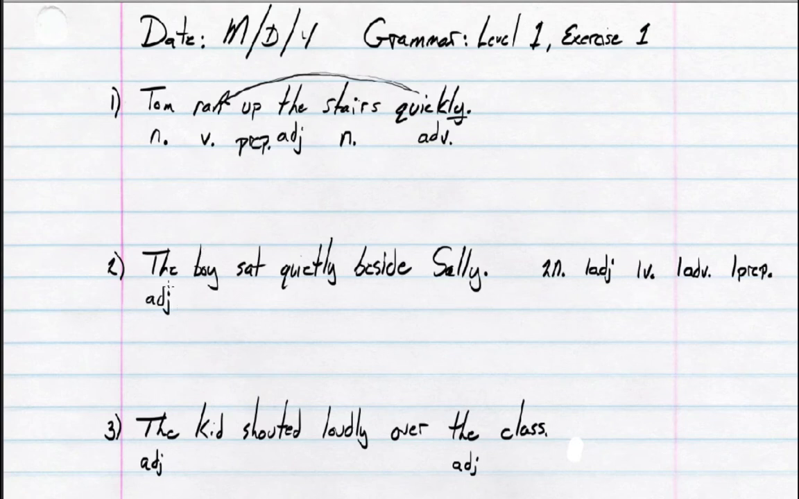All right, so here we go. The boy sat quietly beside Sally. First of all, I know sat's my verb. It's an action. I see ly at the end of this word. Ly is modifying this verb. That means this has to be an adverb. I need to know who did the sitting. That was the boy. This has got to be a noun. Sally would also be a noun. It's a proper noun, just like Tom was in sentence one. Beside is showing the relationship between the sitting and Sally. I could say near Sally, around Sally. That is going to be a preposition.